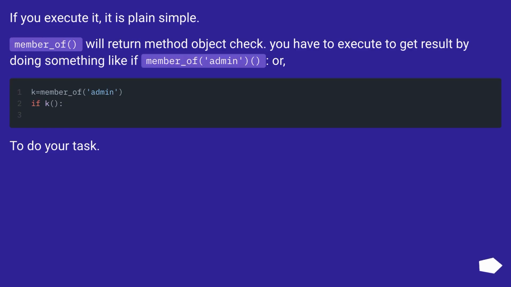If you execute it, it is plain simple. member_of will return the method object check. You have to execute it to get the result by doing something like if member_of('admin')(), or similar, to do your task.